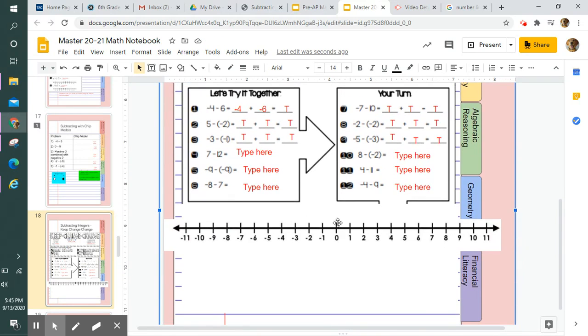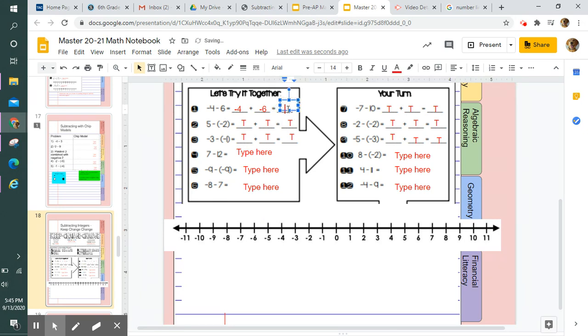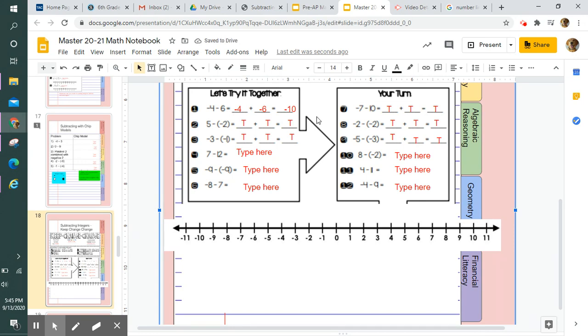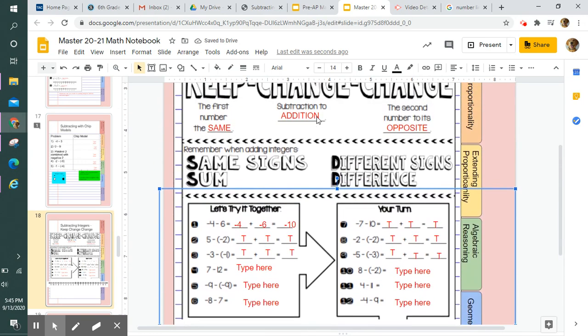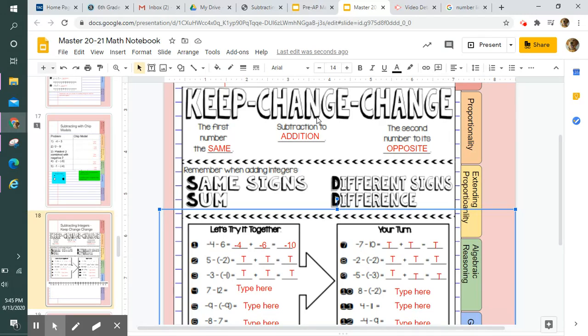If I use my number line, our first number is -4, and then we're taking away 6 more. So that means we're going to go to the left 6 spaces. 1, 2, 3, 4, 5, 6, and my answer is -10. You can make the text box bigger if you need to. All right, so let's try this again with the next one and see how it works out for us. It's a lot easier, right?